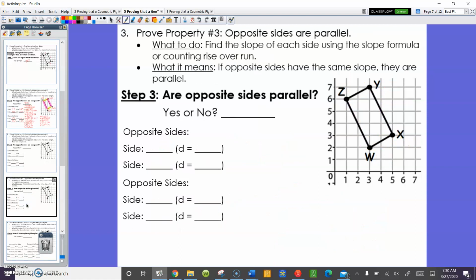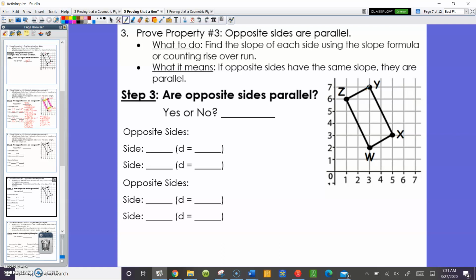All right, now let's prove property 3. Are opposite sides parallel? So first, what we will need to do is find the slope of each side using the slope formula or counting rise over run. I am going to use rise over run because this graph is pretty easy to view, and I can easily count rise over run. Now, whenever I have a graph that is hard to look at, either it's blurry, it's too small, that's when I would use slope formula just to guarantee that I am getting the correct slope.